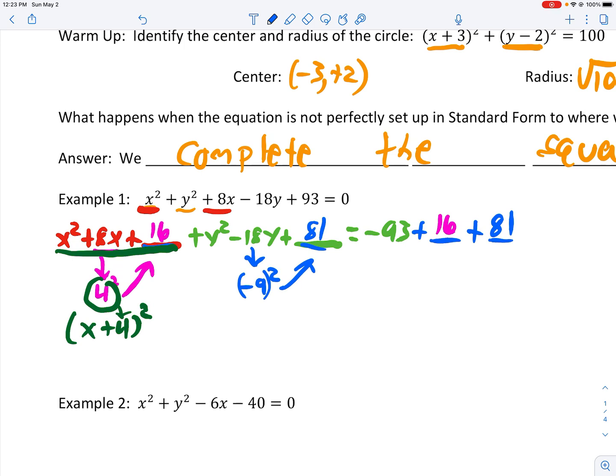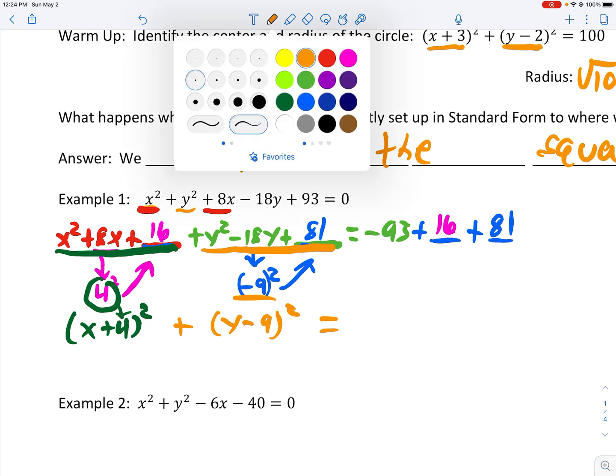So now what does this trinomial in green factor to? Well, you don't even have to think about it. The answer is right here. So this would be (y minus 9) squared equals. Again, when you take that b term and divide it by 2, whatever that expression is, that's what your trinomial is going to factor to. There's no guesswork.